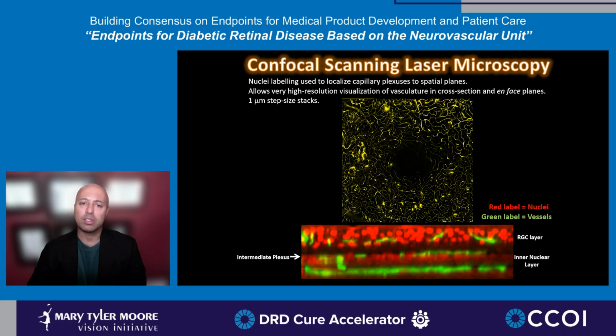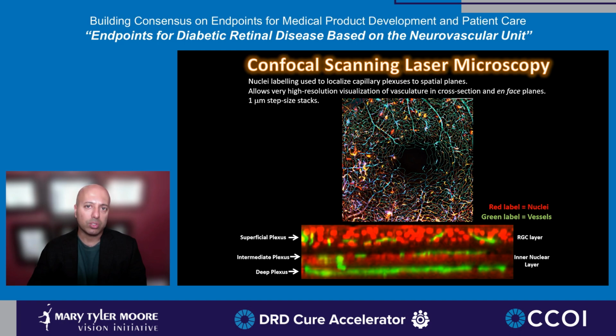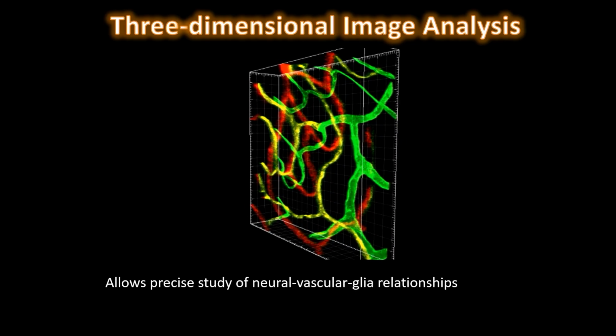You can divide the tissue into the superficial plexus, the intermediate plexus, and also the deep plexus within the macula. Although this can be done to an extent using OCT angiography and clinical vascular imaging, it's certainly not the level of precision that one needs to understand the stratified way in which diabetic retinal disease influences the vasculature of the macula.